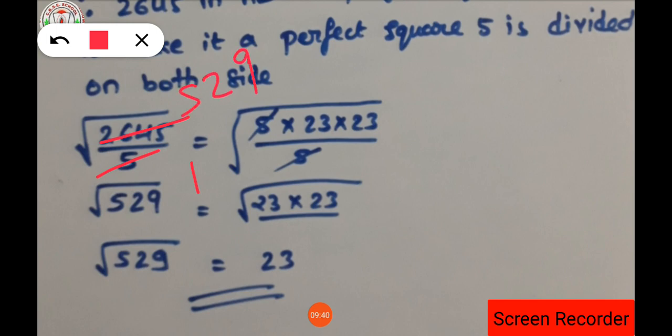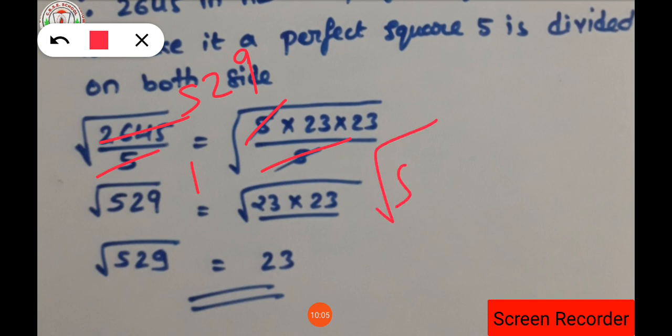529. You can divide it in the rough and see. So 5 from the denominator and 5 from the numerator get cancelled. Why are we dividing by 5? Because 5 is the factor which is unpaired under the square root. So whatever number is unpaired, that number will be divided on both sides.